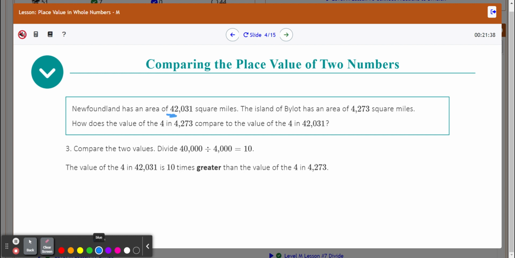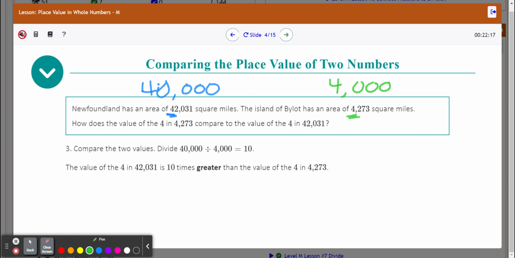They're both 4, but their values are different. Look at the 4 here in the first number, 42,031. The 4 is in the 10,000 spot. So what's the value of this 4? Since it's in the 10,000 spot, the value is 40,000. Now, let's look at the other 4. Here, the digit 4 is in the thousand spot. Therefore, the value of this 4 is 4,000. So again, the digit's the same, but the values are different.